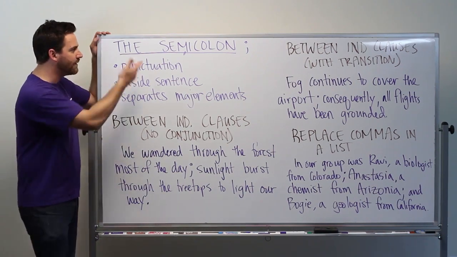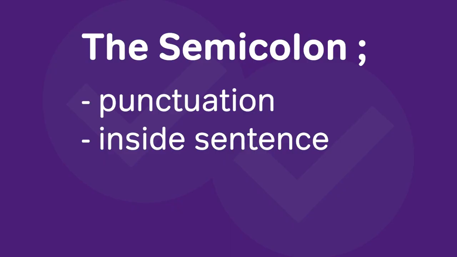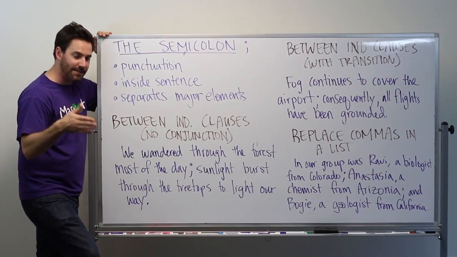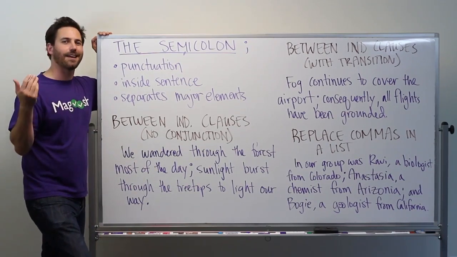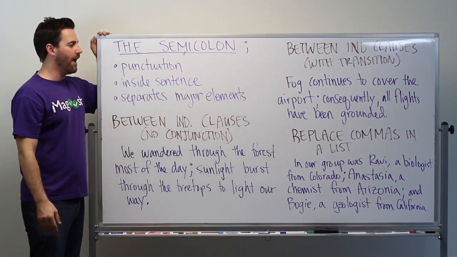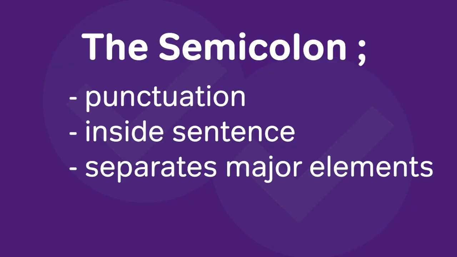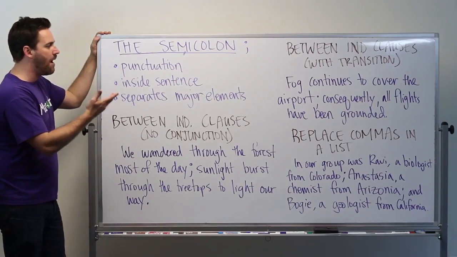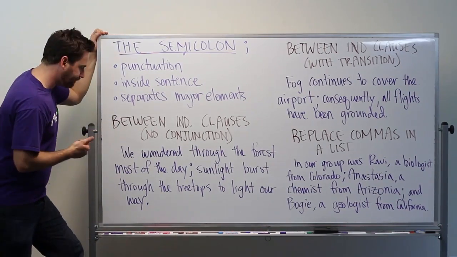So, simply, a semicolon is a type of punctuation that lives inside a sentence. There's external punctuation, or punctuation that ends sentences, like periods and question marks. And then there's punctuation that is inside a sentence, like a comma, a dash, or a semicolon, like this little guy. Its main purpose is to separate major elements in a sentence. That's it. There's three main ways that a semicolon is used, which I have listed here, with some examples. So let's go through them.